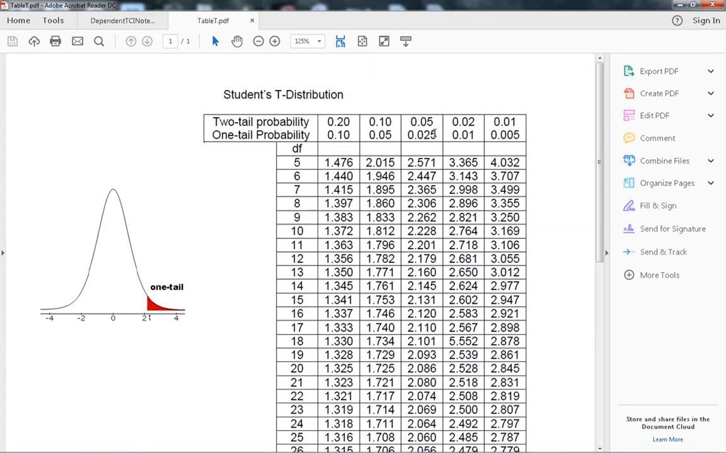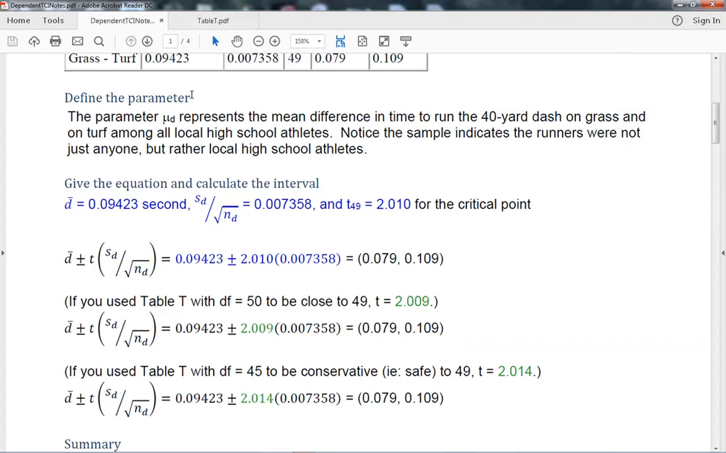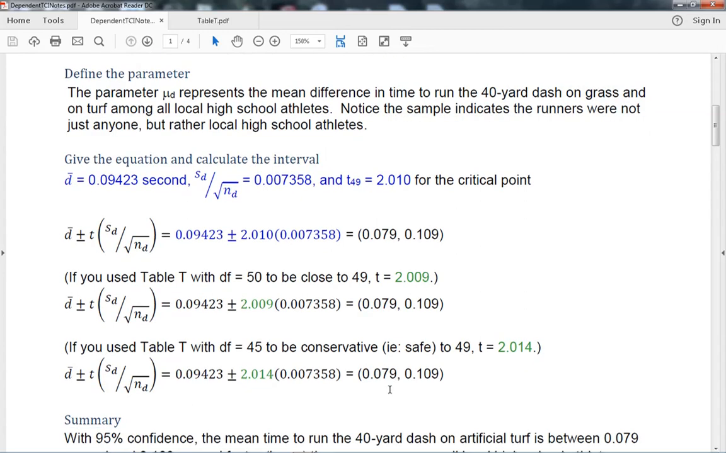Both of those again are from the 95% level of confidence. So going back to our example, if I use the closer value, the 2.009 critical point still gives me the same confidence interval when I round off to the thousandths digit. If you use the more conservative estimate and go down to the smaller degree of freedom, you still end up with the same calculated interval.